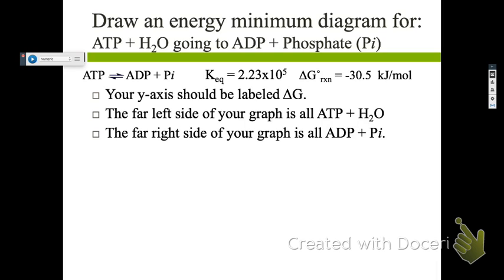So I just did this. Forgot that I was going to ask you guys to do this. Could you do this? If I gave you delta G naught, could you draw the Gibbs free energy diagram? If the answer is no right now, then that's something I want you to practice.